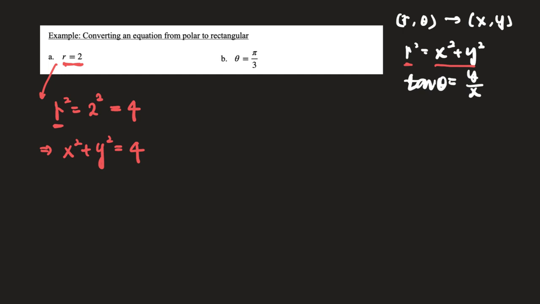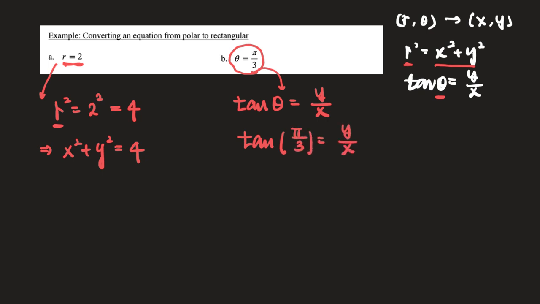Same thing here, guys. Look at theta is pi over 3. Theta is right there, so we're gonna plug in the theta into tangent. Tangent theta is y over x, and theta is pi over 3. So tangent pi over 3 is y over x. Tangent pi over 3 is square root of 3, so y over x equals square root of 3. So you have a rectangular equation, y equals square root of 3 x. Does everyone understand a little bit about the conversion from each coordinate?